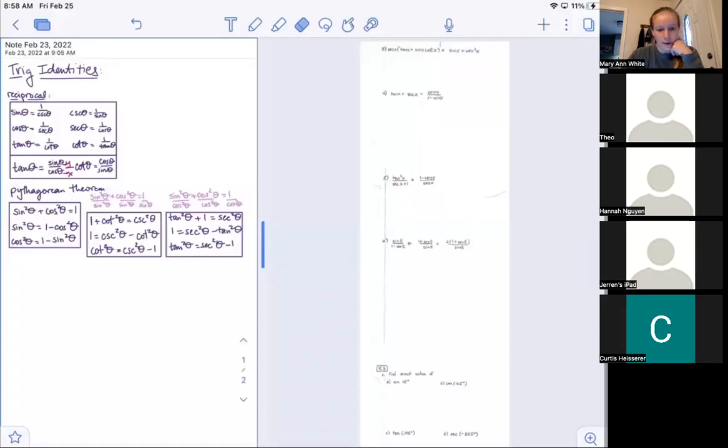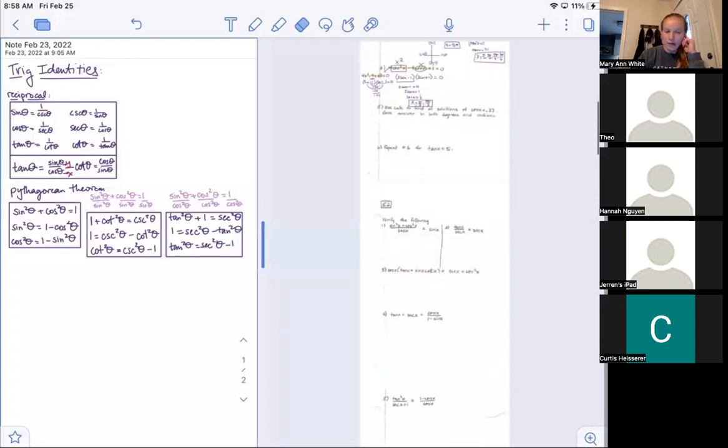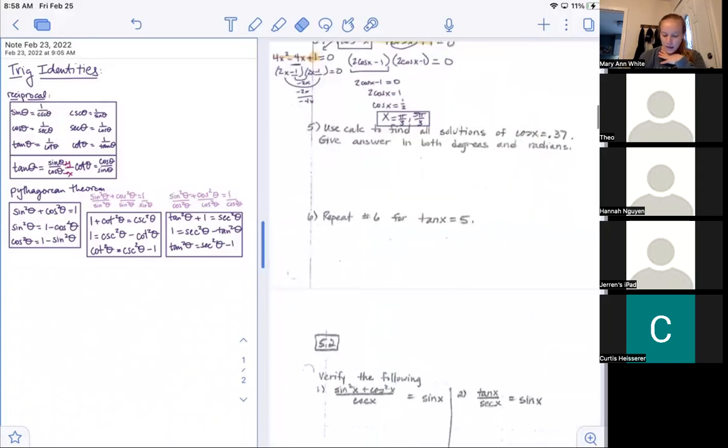Okay, now we're recording. All right, so we're doing the little bit of 5-1 that we have left, and then all of 5-2. And again, we all have our identities out because we're going to use those.